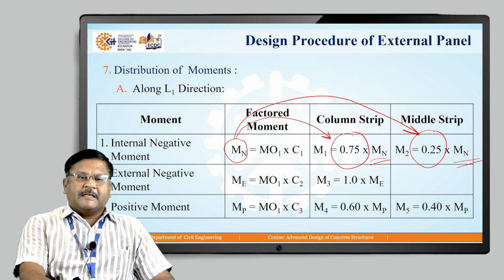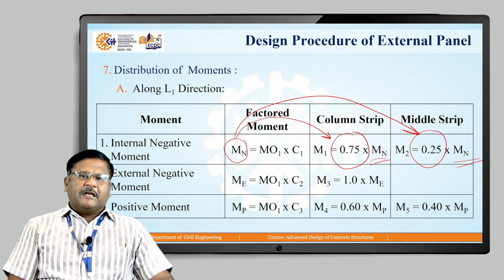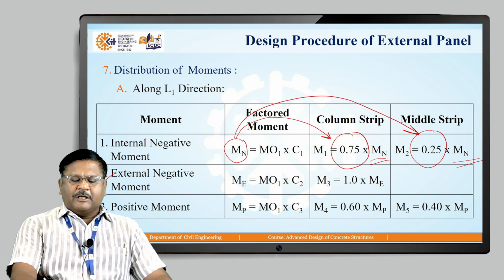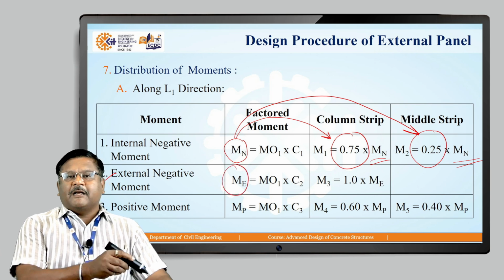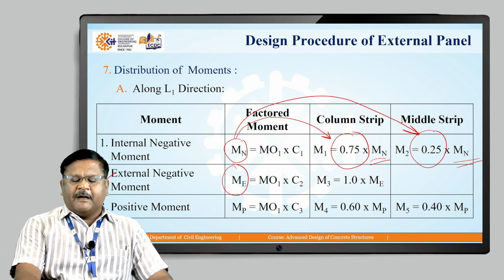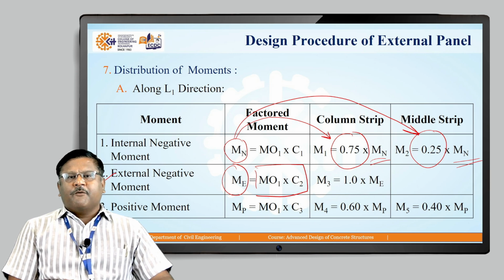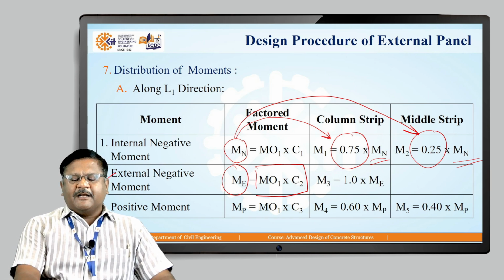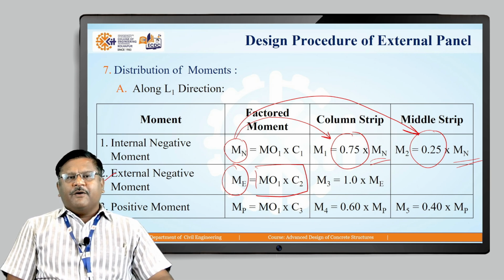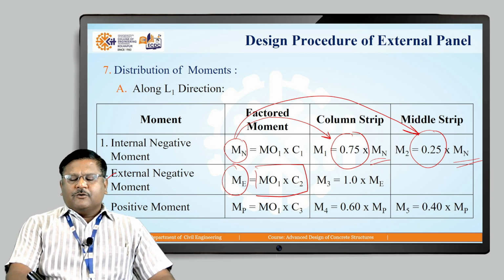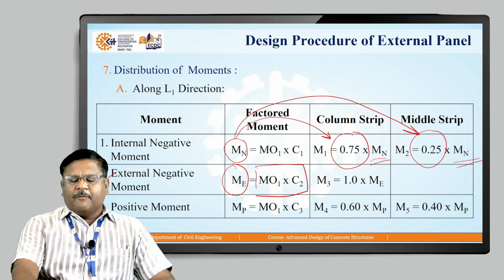Second is external negative moment. So, how can you calculate this external negative moment? Total moment in L1 direction multiplied by C2 factor, coefficient of moment C2. So, from that equation we get the value of external negative moment. This external negative moment is 100% carried by the column strip.